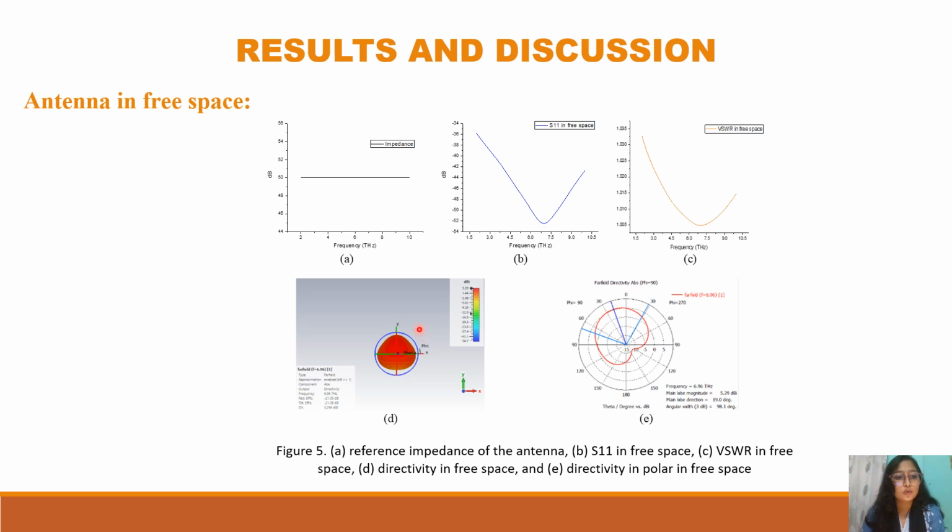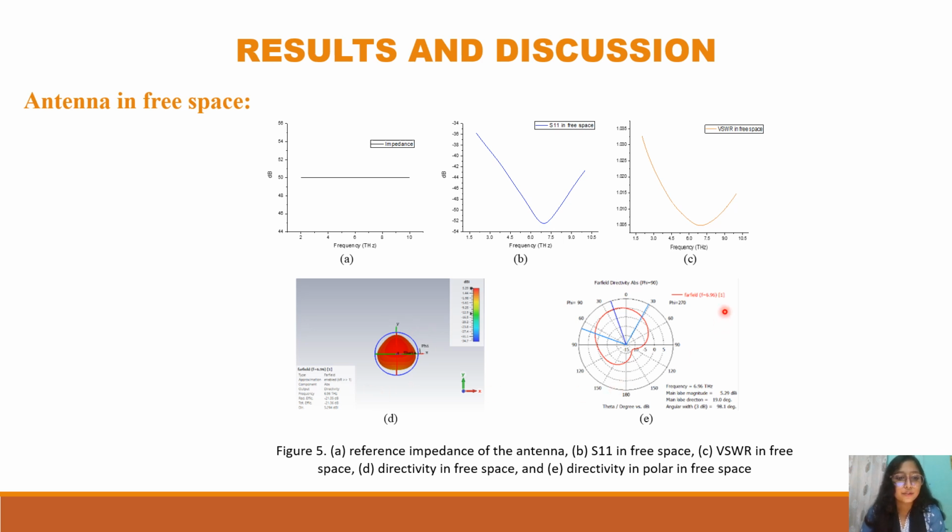Figure 5d shows the three-dimensional far-field pattern of the antenna in free space. The representation reveals that the radiation efficiency and total efficiency are -21.35 dB and -21.36 dB, correspondingly, with a directivity of 5.294 dBi at 6.96 terahertz.